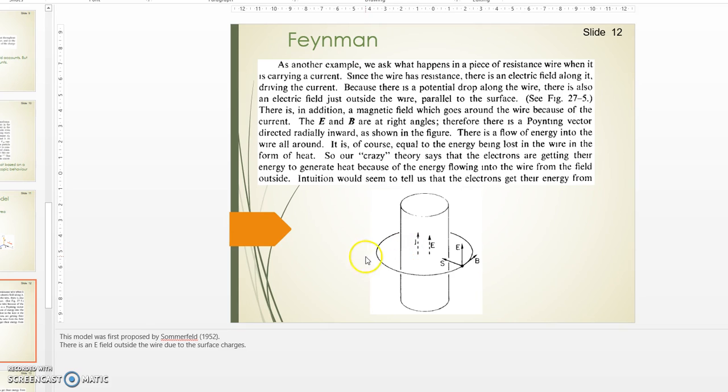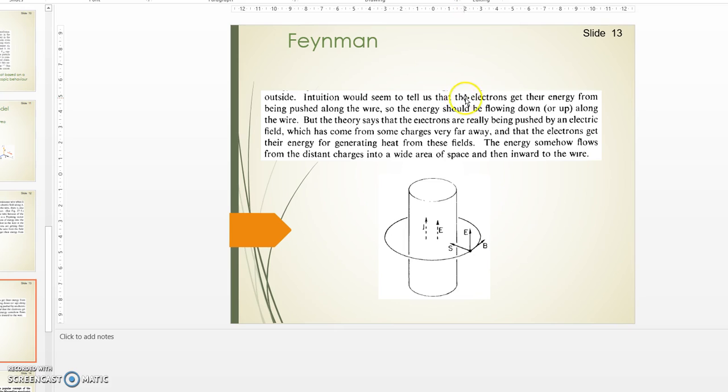from outside the wire. Now you notice that Feynman calls this, in scare quotes, his crazy theory. So he seems ambivalent about it. He keeps saying it's true, but I know it's crazy. Intuition would seem to tell us that electrons get their energy from being pushed along the wire. But theory says that the electrons are being pushed by an electric field, and that the electrons get their energy from this same field. The energy somehow flows from distant charges into a wide area of space and then inward to the wire. When I read that, I was absolutely amazed.